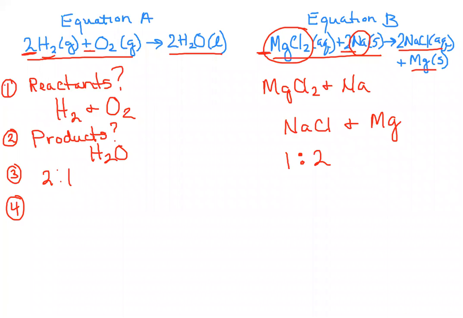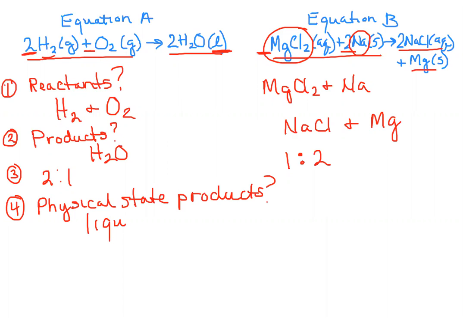Question 4, what is the physical state of the products? So you're going to look at this thing in the parentheses. In equation A, because this is an L, that's a liquid. In equation B, you have 2 products. You have one that's aqueous, and you have one that's a solid.